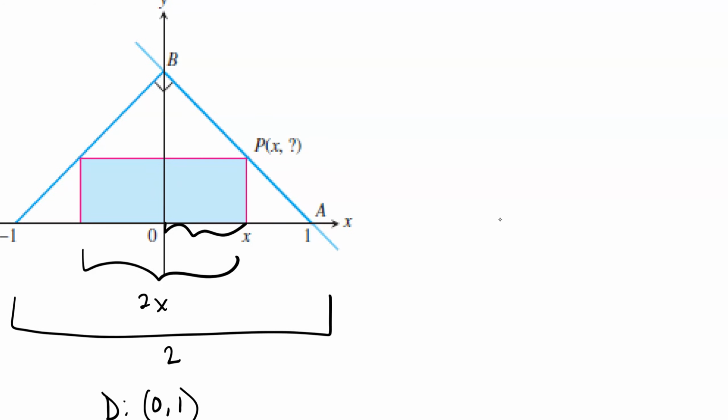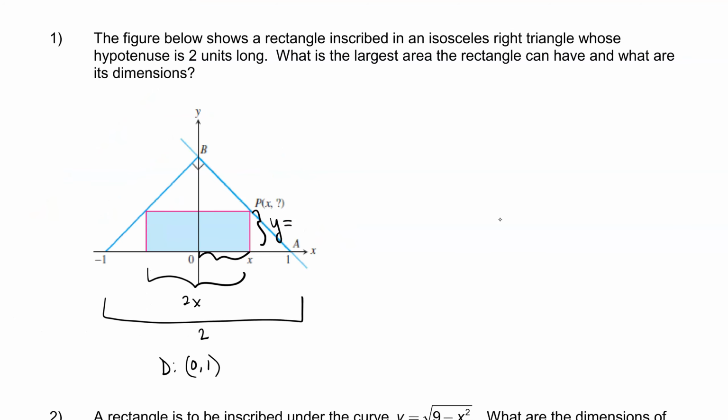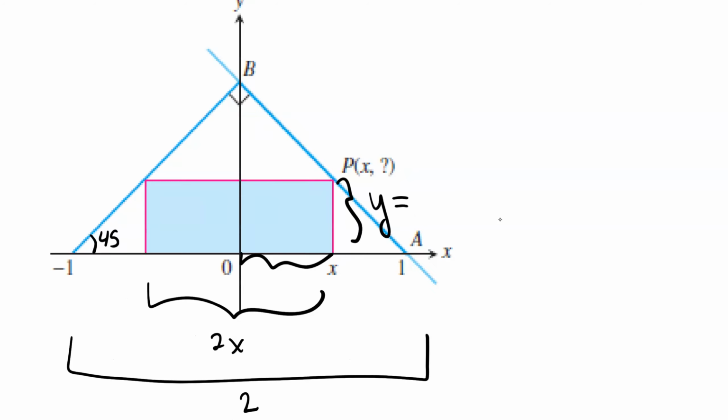So first I want to discuss the y. How do I find the height? Here, the height is y. I know the equation. Do we know the equation for this? Okay, so this is an isosceles right triangle. We know the hypotenuse is 2. If this is 45 degrees, and this is 45 degrees. It's x over root.